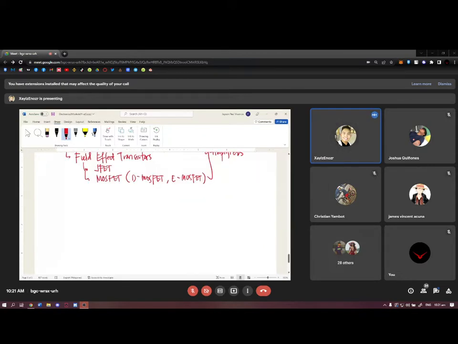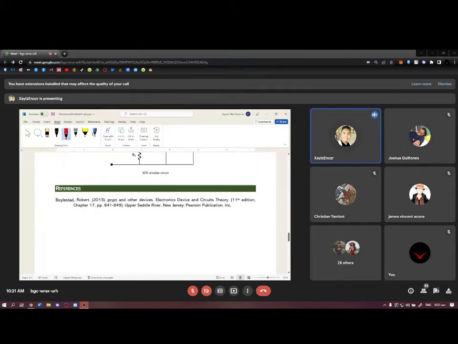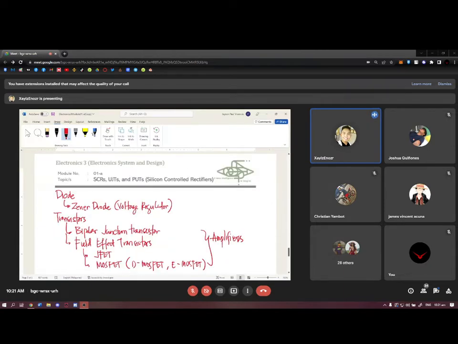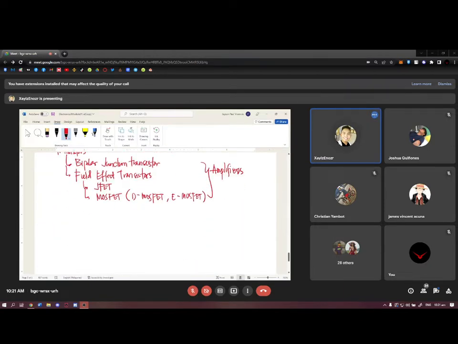Now, so, introduce ko kayo ulit for Electronics 3. So another type ng electronic components which is yung tinatawag nating thyristor. So basically, ano ba yung tinatawag natin thyristor? So thyristor is an electronic component, electronic device na ano.